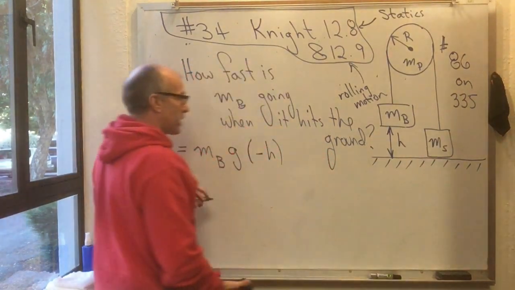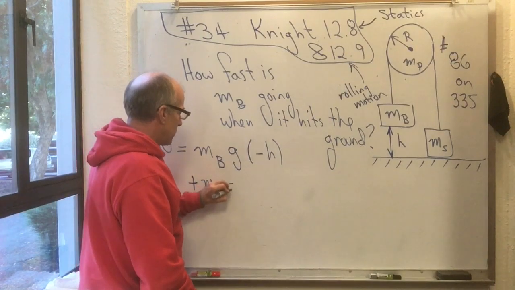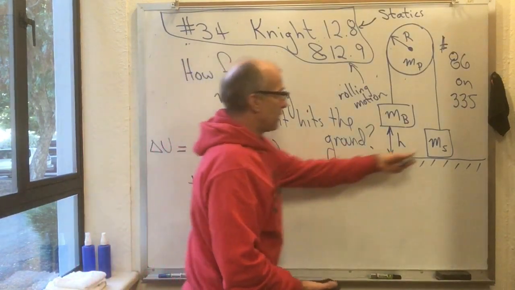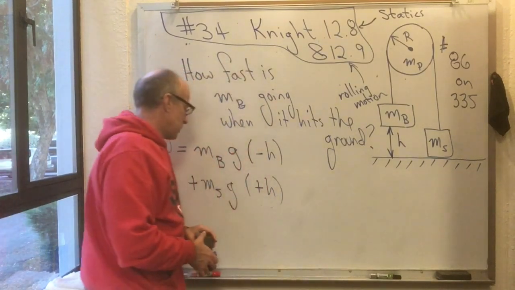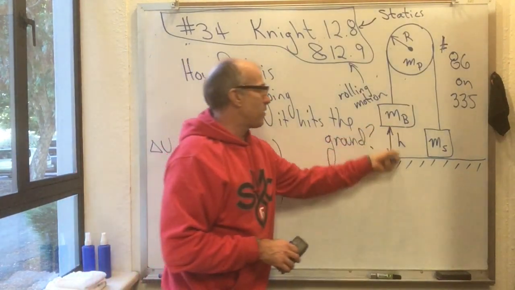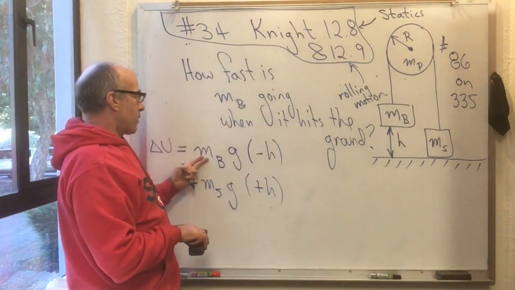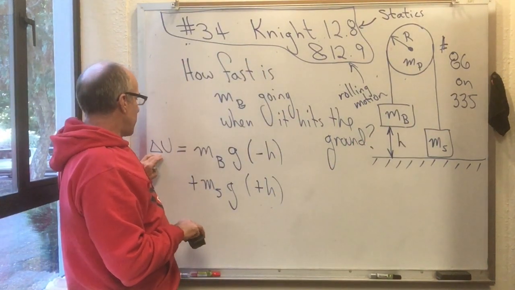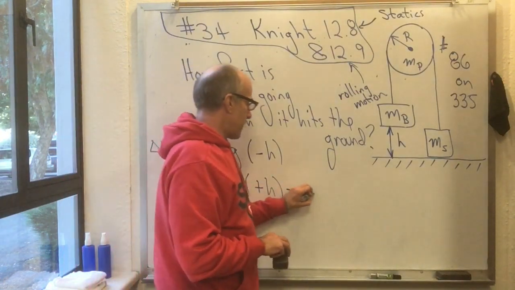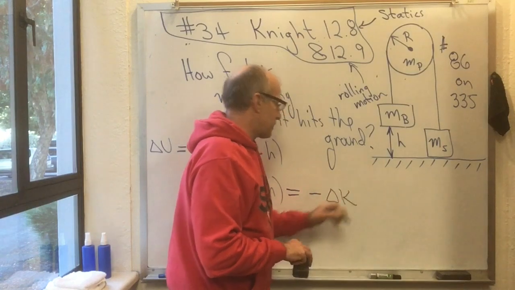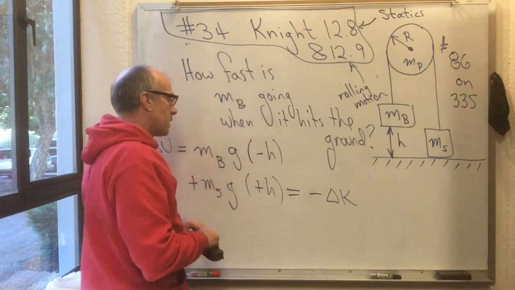Meanwhile, this one has a change in gravitational potential energy, which is m_s g times its delta y. Well, it's going up, so its delta y is plus h. So when this one goes down by h and this one goes up by h, that's how much the change in the potential energy is. And this must be equal to minus the change in the kinetic energy of the system, if we're assuming everything's frictionless and nothing is lost.